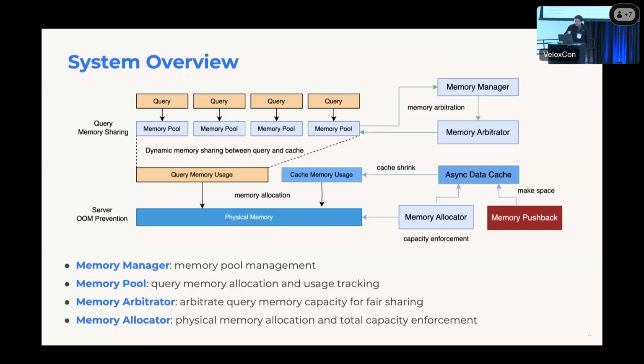To summarize, there are 4 major components in the Velox memory system. The memory manager, which manages the entire memory system and provides memory pool management. The memory pool provides the core memory allocations and the memory usage tracking. The memory arbitrator arbitrates the memory capacity for fair memory sharing. And the memory allocator allocates the physical memory and enforces the total memory capacity.